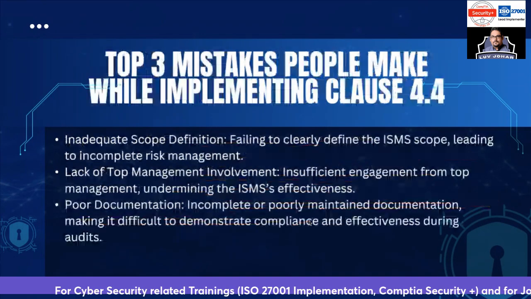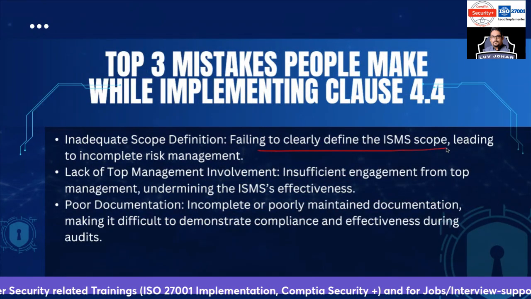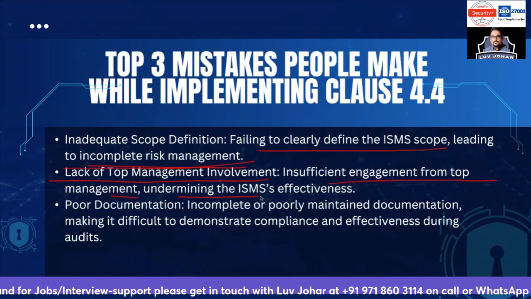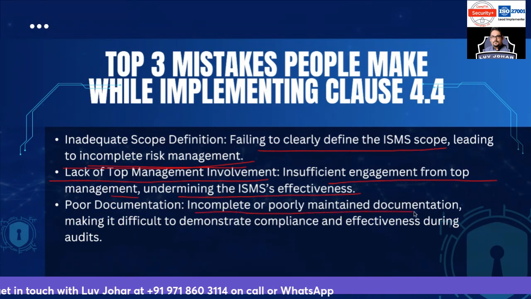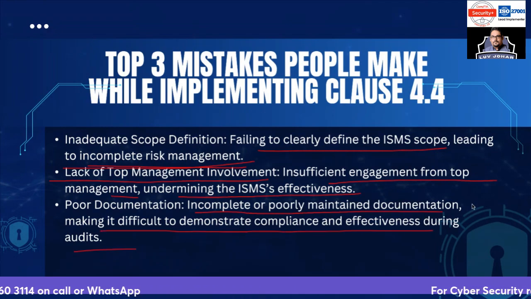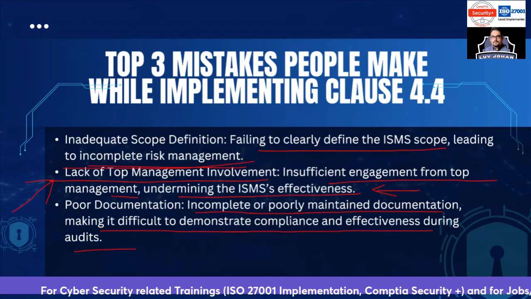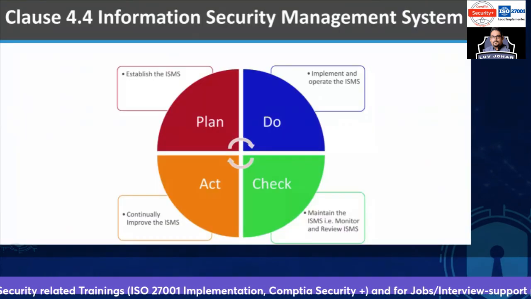So, the top three mistakes that people make in this clause: failing to clearly define the scope, leading to incomplete risk management in the first place; lack of top management involvement, meaning insufficient engagement from the top management, undermining the ISMS effectiveness; and poor documentation, incomplete or poorly maintained documentation, making it difficult to demonstrate compliance and effectiveness during the audits. Out of all this, management support is very important. You have to make sure that management is aligned with the implementation of the ISMS. Otherwise, it will be very difficult in the entire ISMS project journey, right?